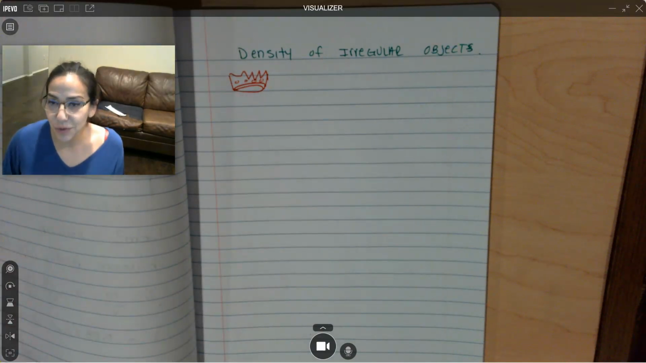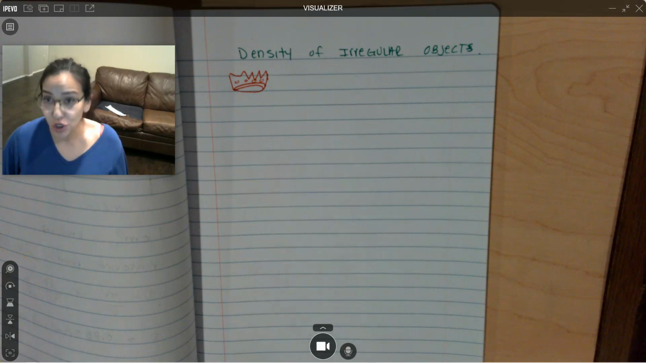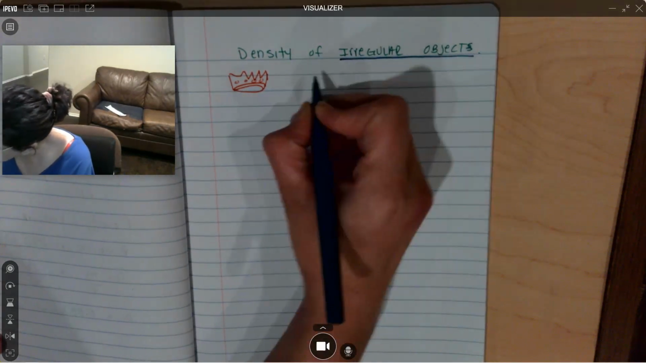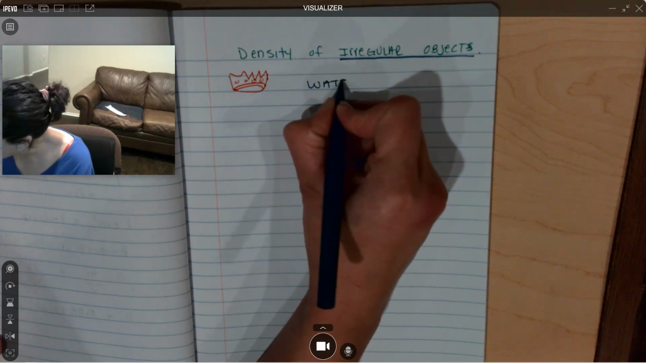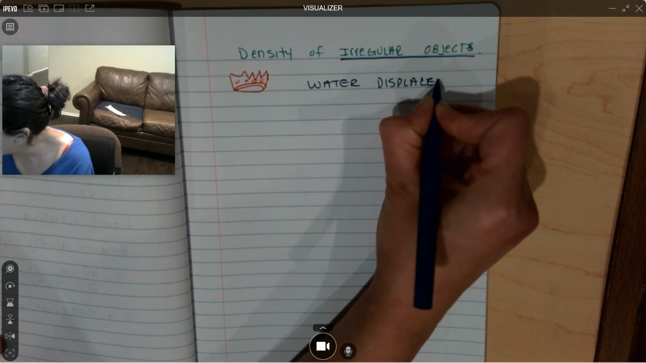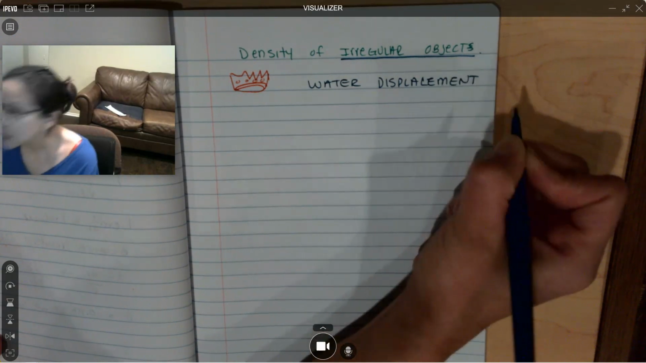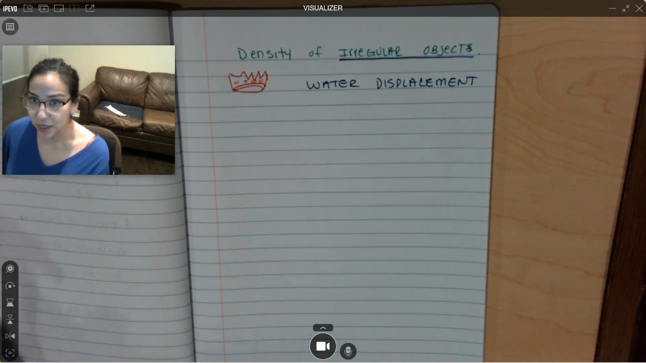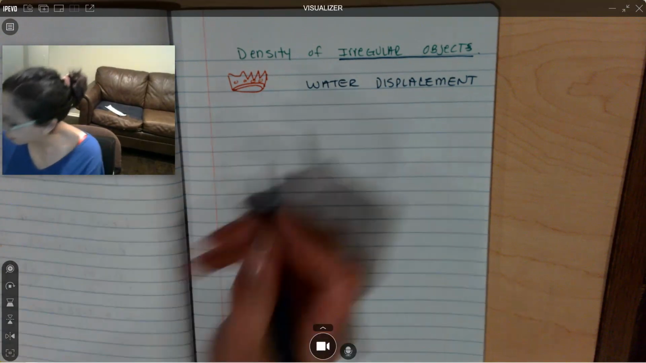Well, this is where we do something called water displacement. So when you have an irregular shaped object, you're going to use water displacement. The amount of water displaced by an object is equal to the volume of that object.